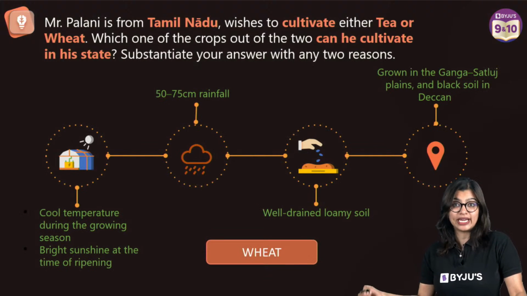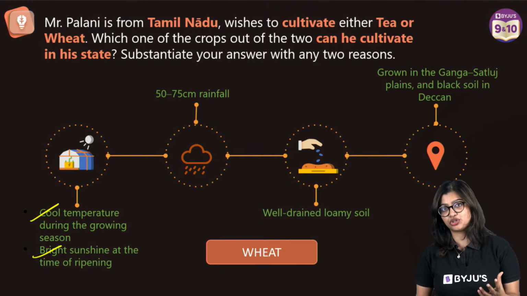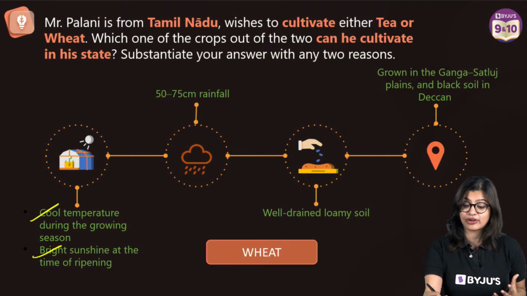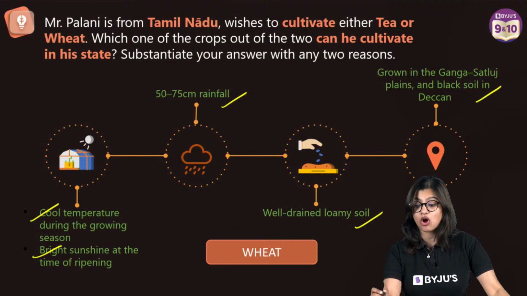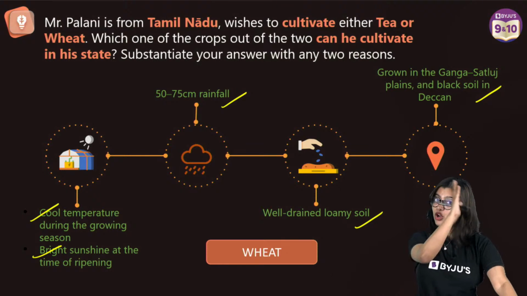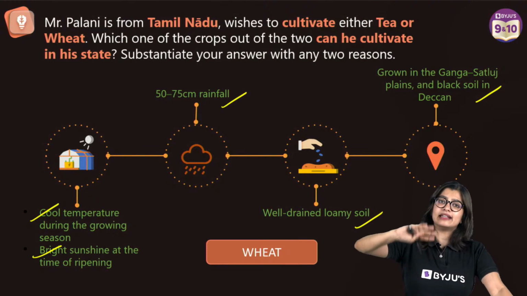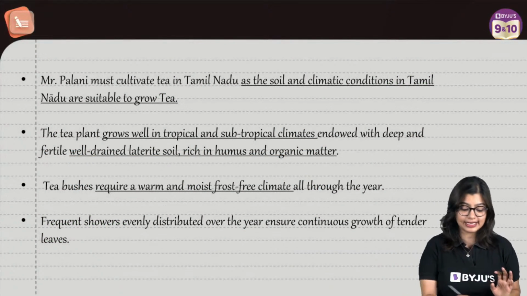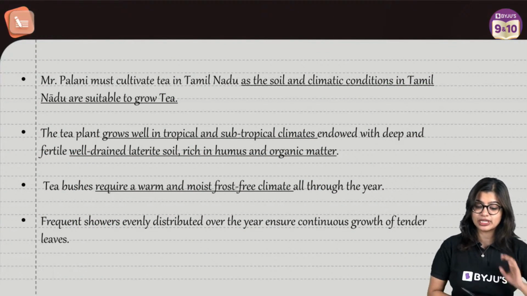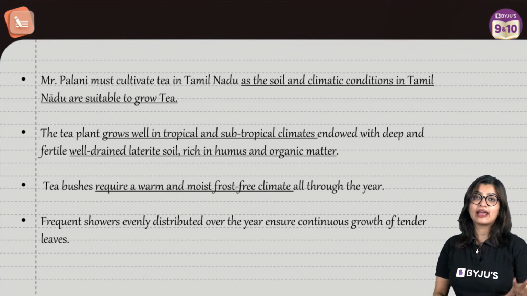But wheat requires a cooler temperature to grow and requires bright sunshine. Now, it does not require that much rainfall, right? And again, it requires loamy and fertile soils. And normally, wheat is cultivated in your northern plains, in the Ganga Satluj plains and in some parts of the Deccan region. Which is why, when you are writing it, these are the pointers that you need to keep in mind.